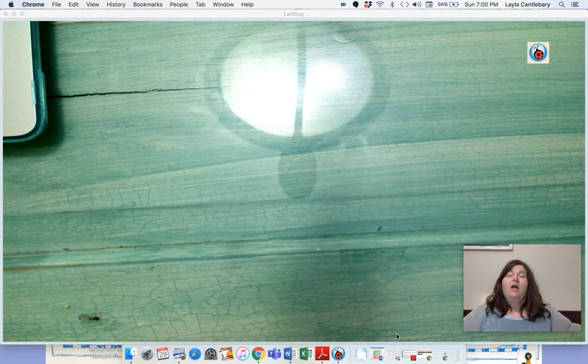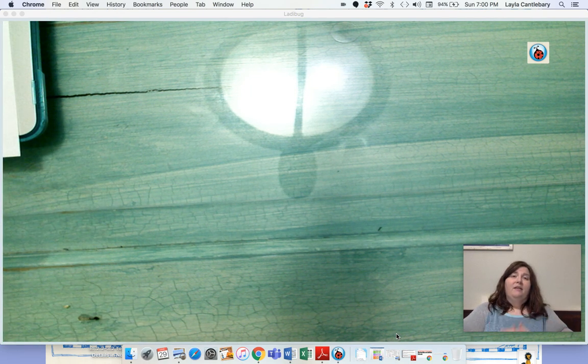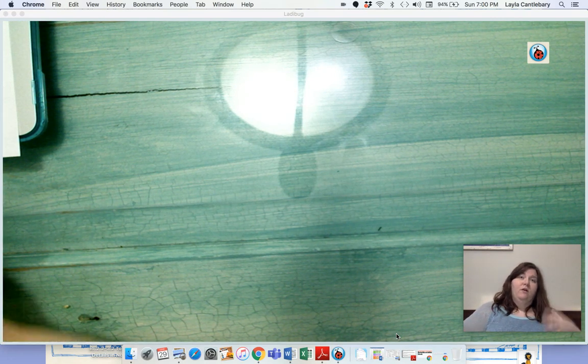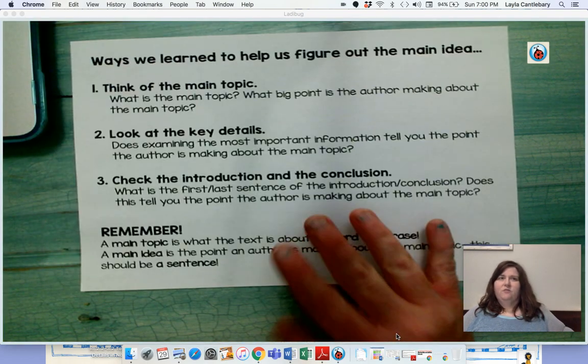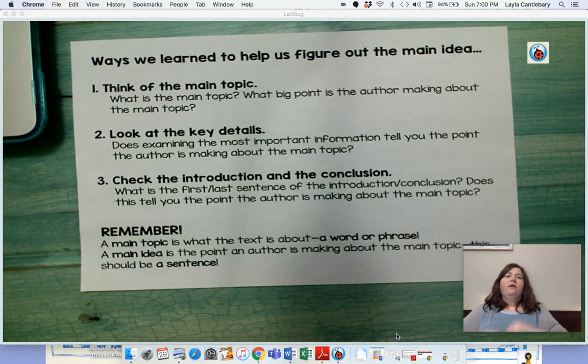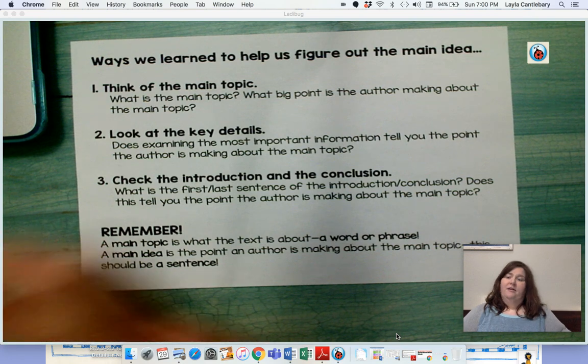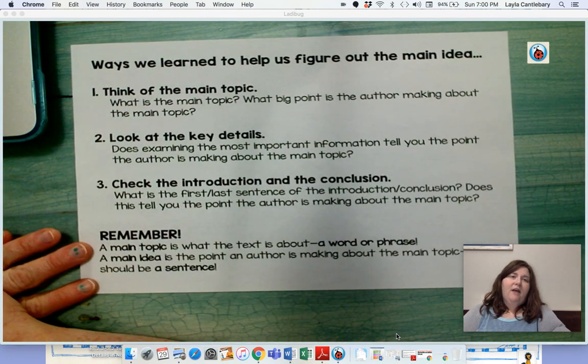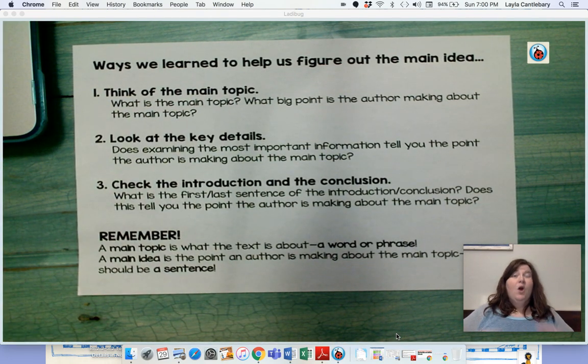Well, first of all, a main idea is the point an author is trying to make about a main topic. Main topic is what a nonfiction text is about, the one thing that the nonfiction text is about. So let's review some of the ways we've learned to help us figure out the main idea. Number one is to think of the main topic. So what is the main topic? What is the big point that the author is trying to make about the main topic?